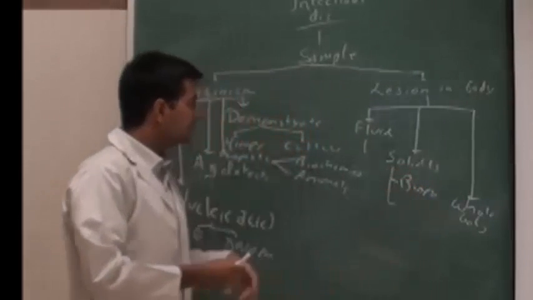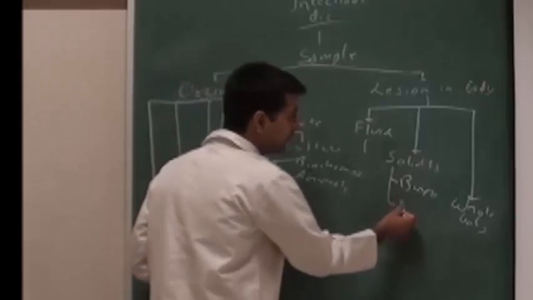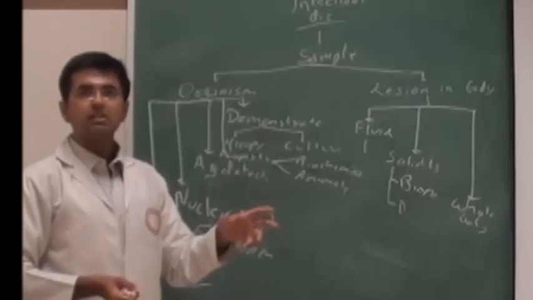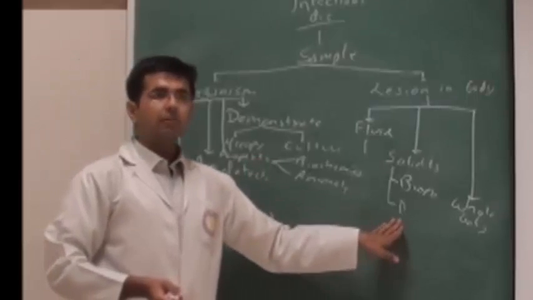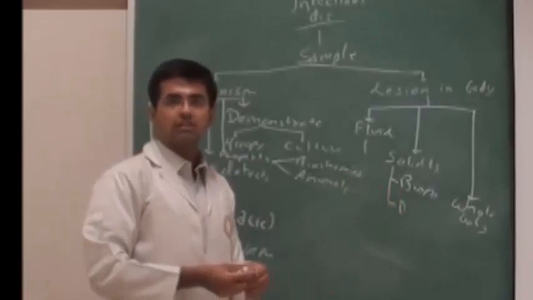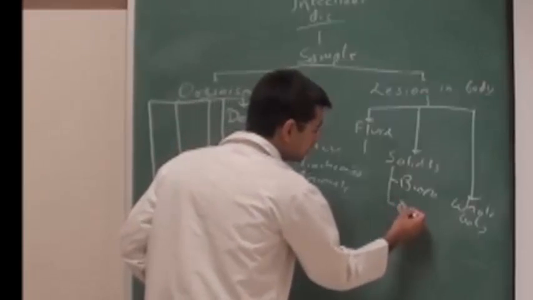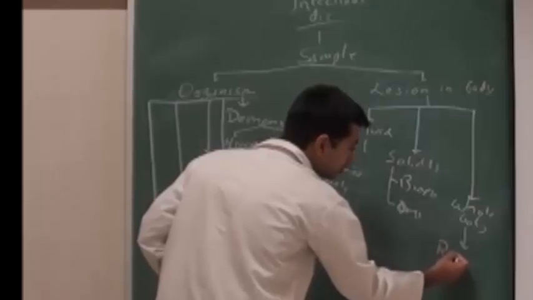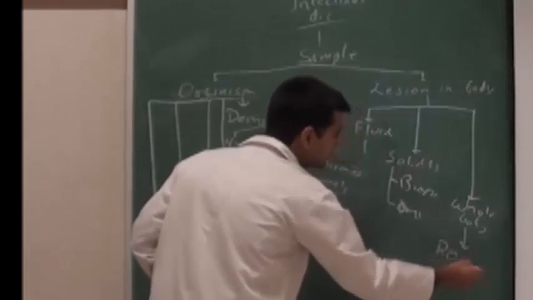And we can have direct demonstration. For example, we can see certain changes in the kidney, although it doesn't apply here. But there may be a direct gross change in the organ structure that might be seen. And for whole body, I include radiology. For example, X-rays and all.